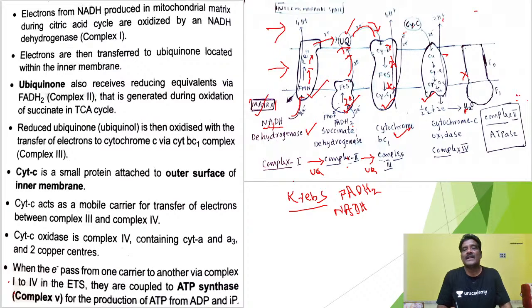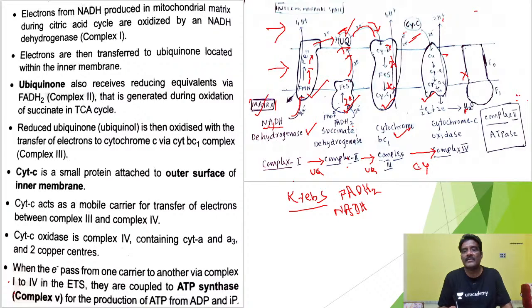Cytochrome C receives the electrons from complex 3 here. But cytochrome C, just like ubiquinone here, is also a mobile carrier. So it is moving between complex 3 and complex 4. That point you have to remember. This is what is called cytochrome.